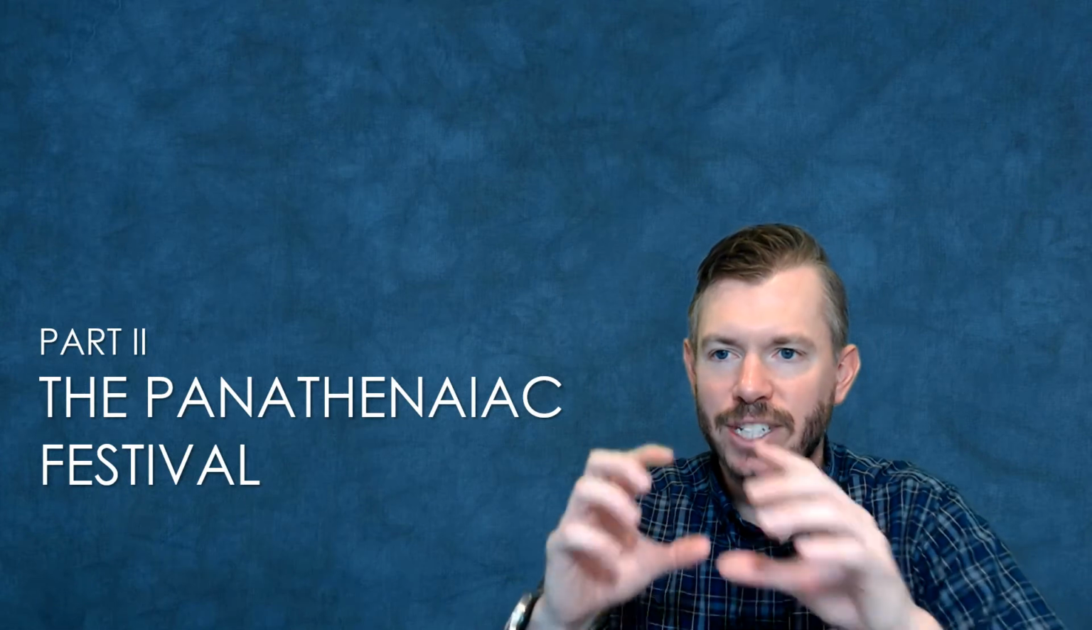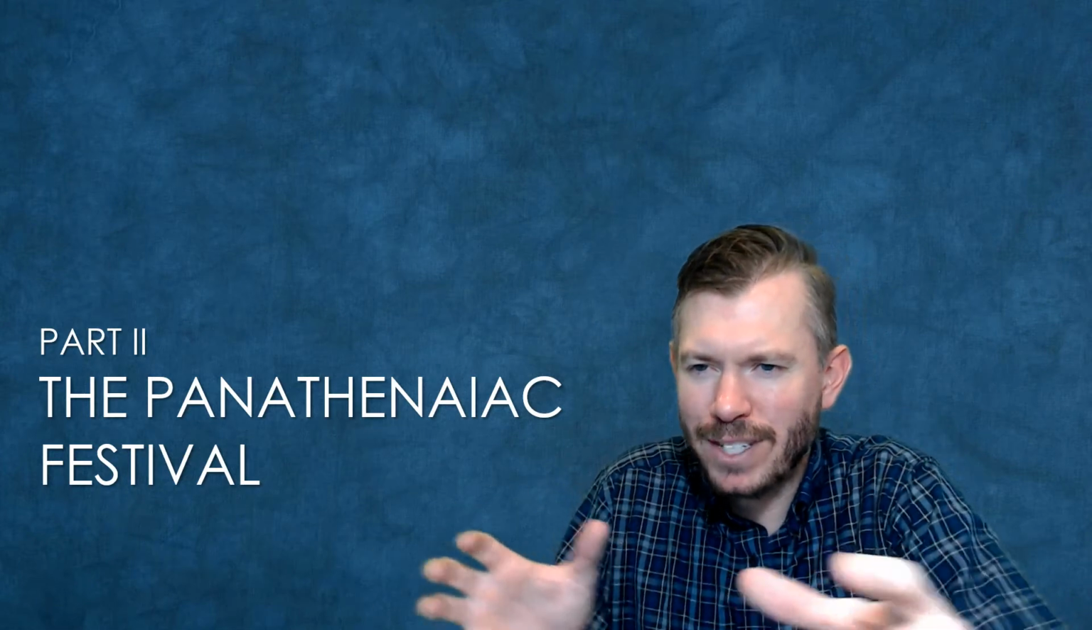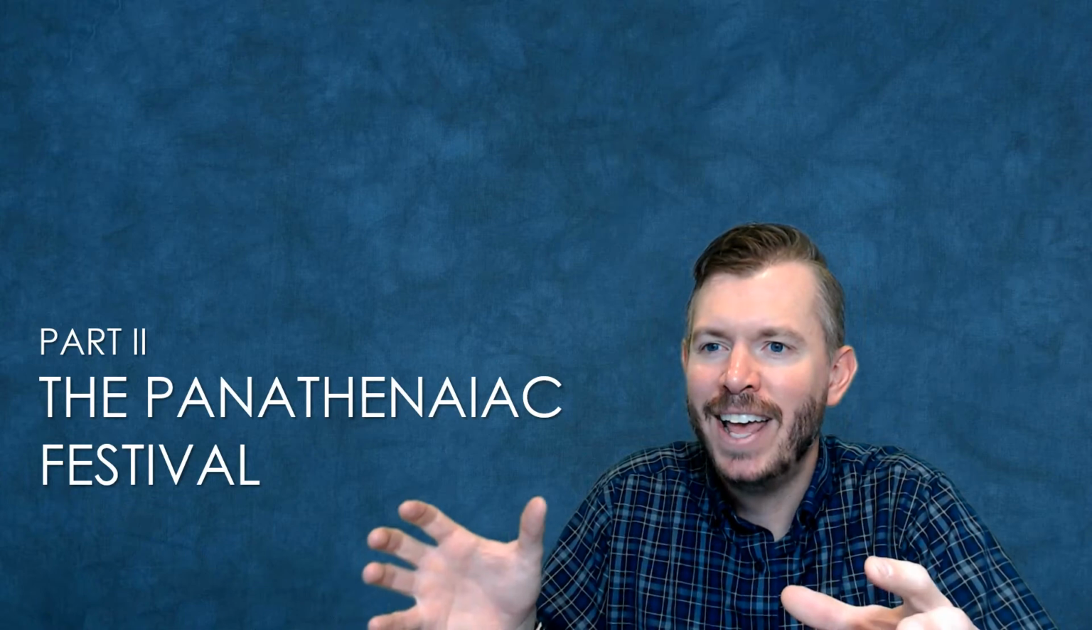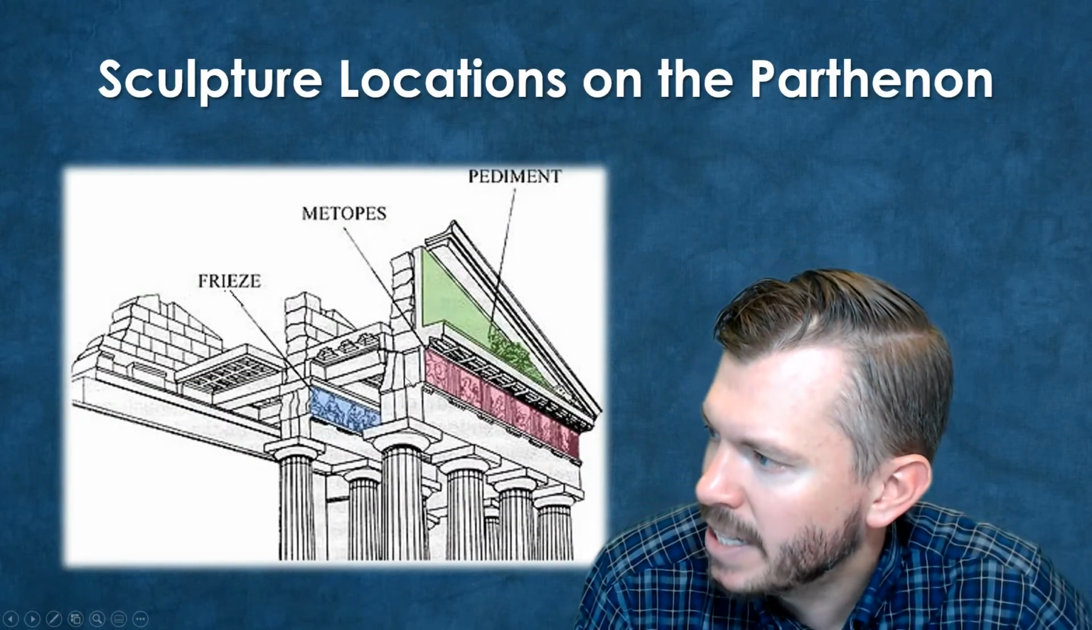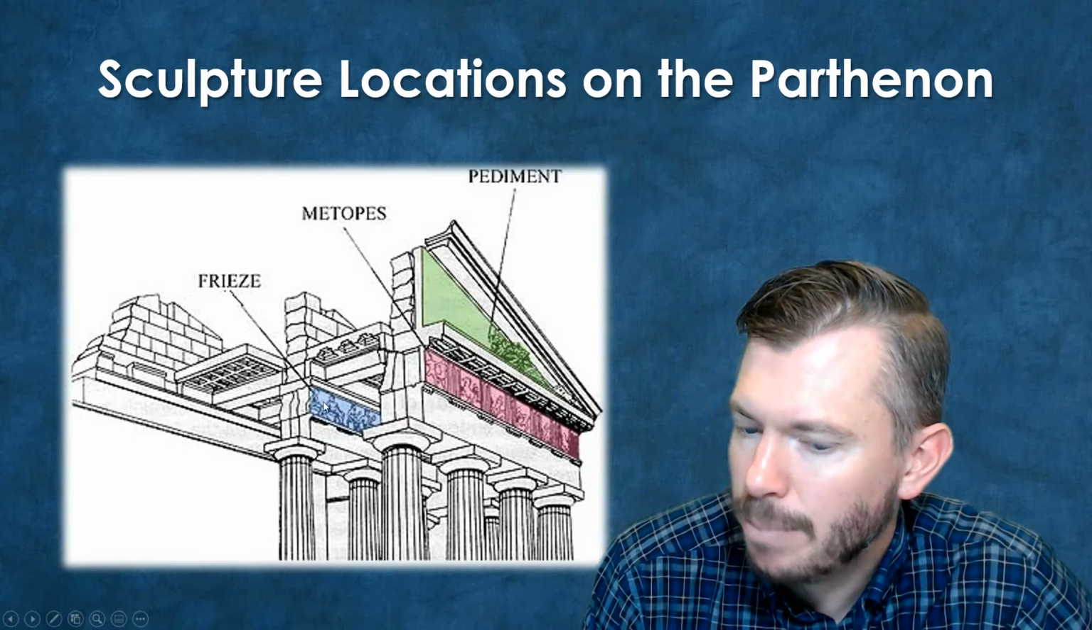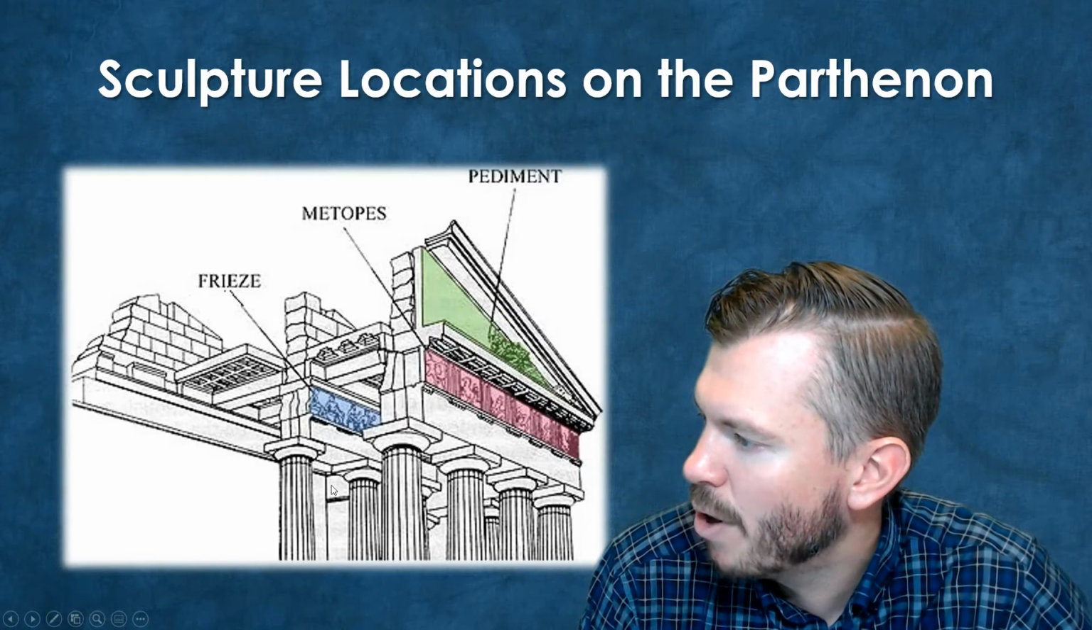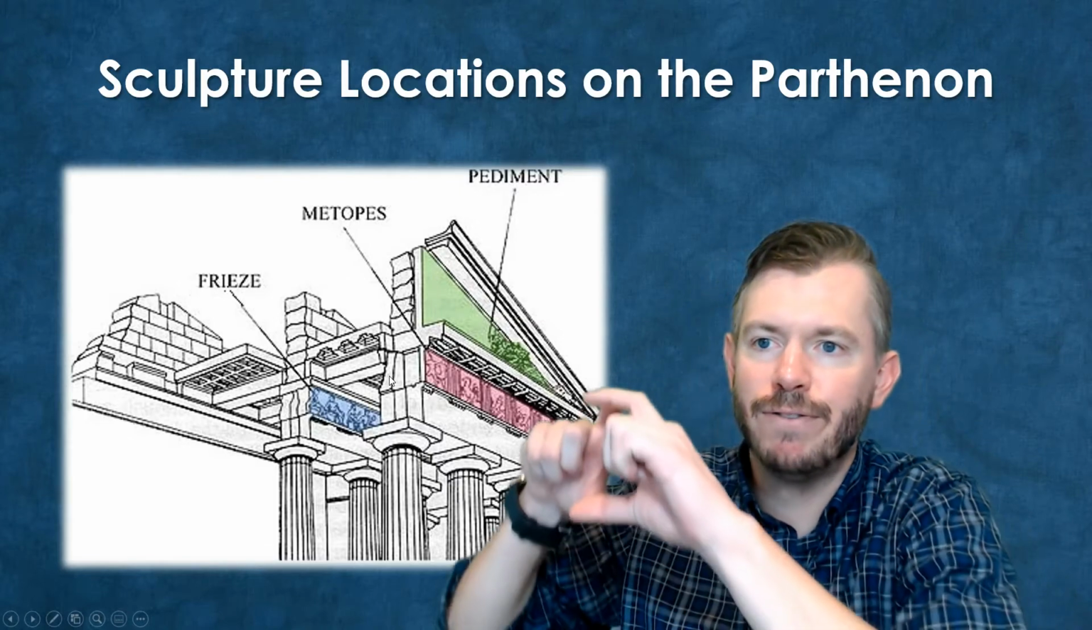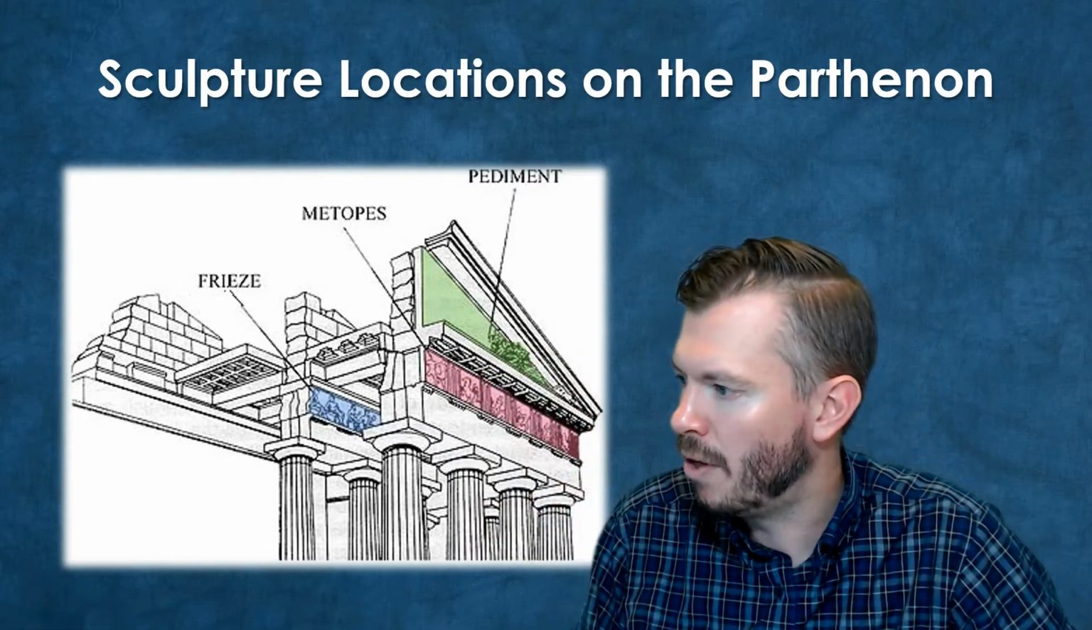Okay, so we've talked about the pediments. We've talked about the metopes, and now we're going to talk about the frieze, which is like once you get through the first row of columns on the Parthenon, there's a second one. And up above that second set of columns, all around, what you end up seeing is a continuous sculptural program that's going to tell the story of the Pan-Athenaic Festival. So we've got the pediments and then the metopes right under there. And if you jump just inside of that, to the second row of columns, you'll see this continuous frieze, a continuous sculptural program all the way around.